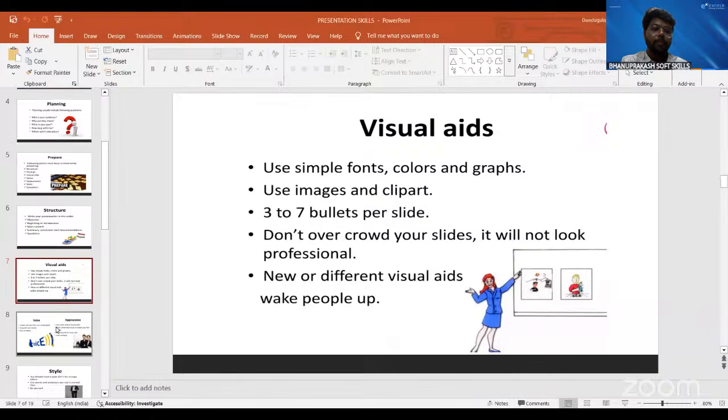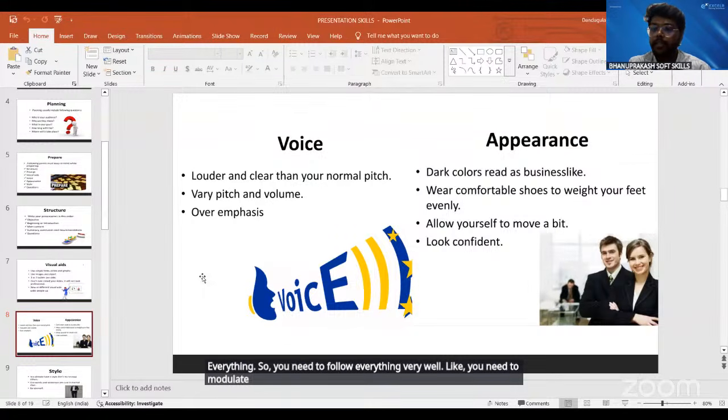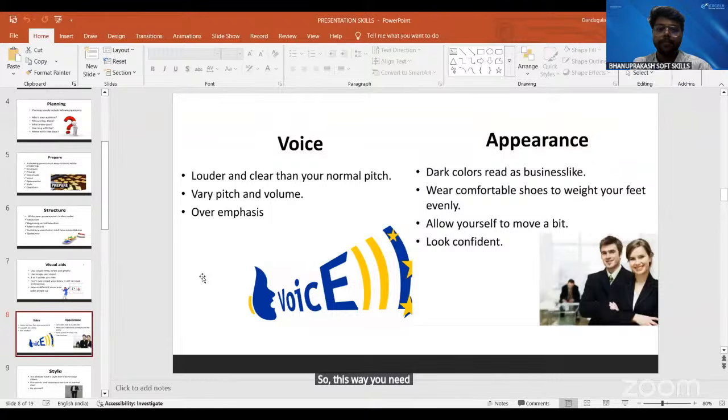Next, voice. Louder and clear than your normal pitch, and vary pitch and volume. Like we already discussed modulation, pitch, pace, everything. So you need to follow everything very well. You need to modulate your voice in such a way that you start with a very high voice and then gradually it goes slow. So this way you need to speak.